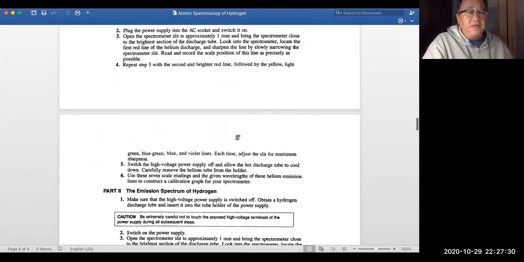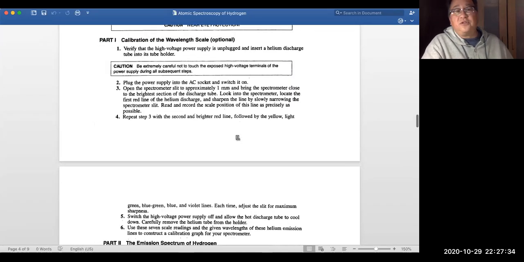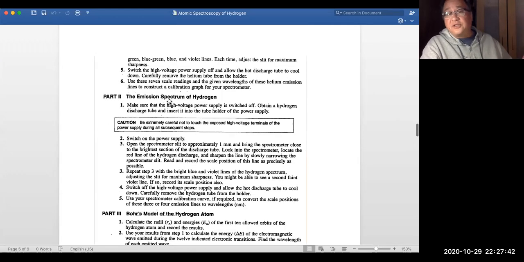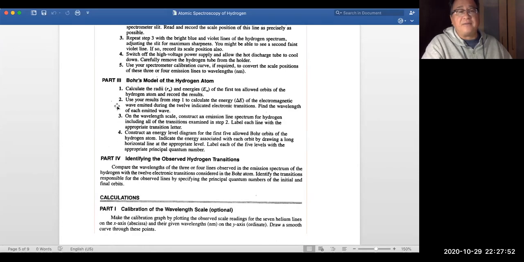Okay, so here it tells you, first of all, to calibrate the wavelength scale. That's optional, and I did not do that. That's not important for us. And then we're supposed to look at the emission spectrum of hydrogen, and we did look at that, but we don't really need to write down those numbers. That's not very important. Part 3 says the Bohr's model of the hydrogen atom.